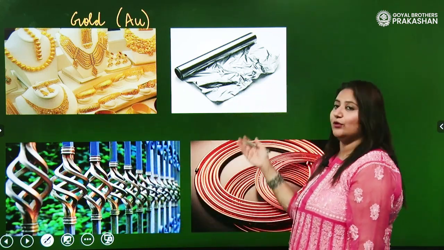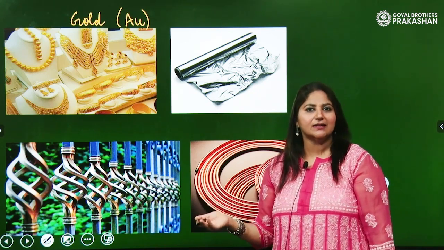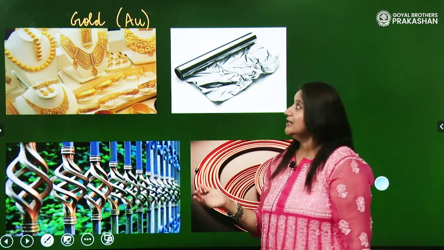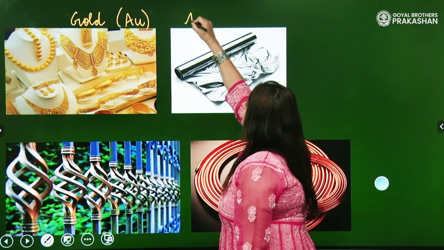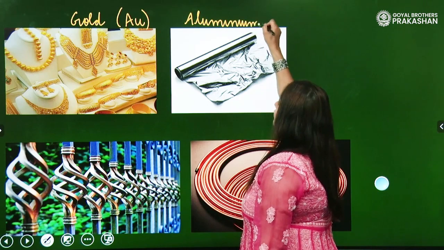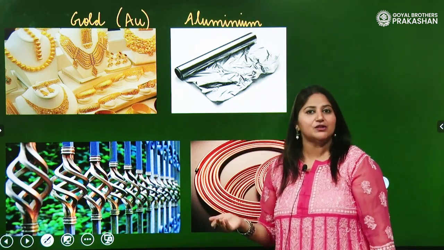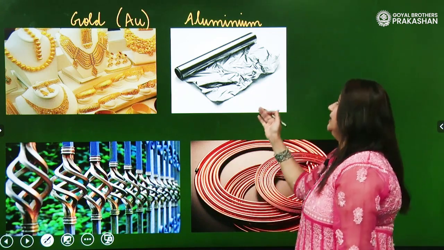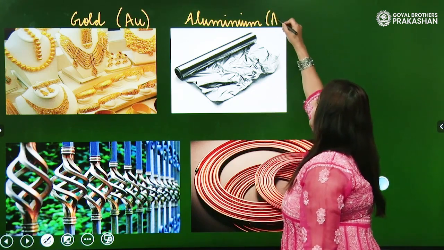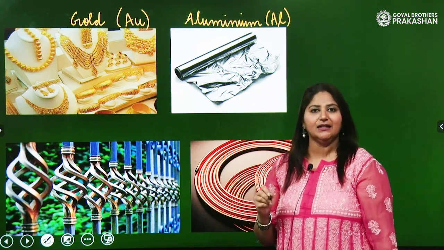What about this? What is this? This is a foil. The foil paper usually consists of aluminium, right? So isn't it aluminium? So this is aluminium foil. Do you use this aluminium foil at home? Yes. For what purpose? For wrapping chapati, right? So this aluminium foil is very important in our daily life. And see, the symbol is Al, A capital, l small.